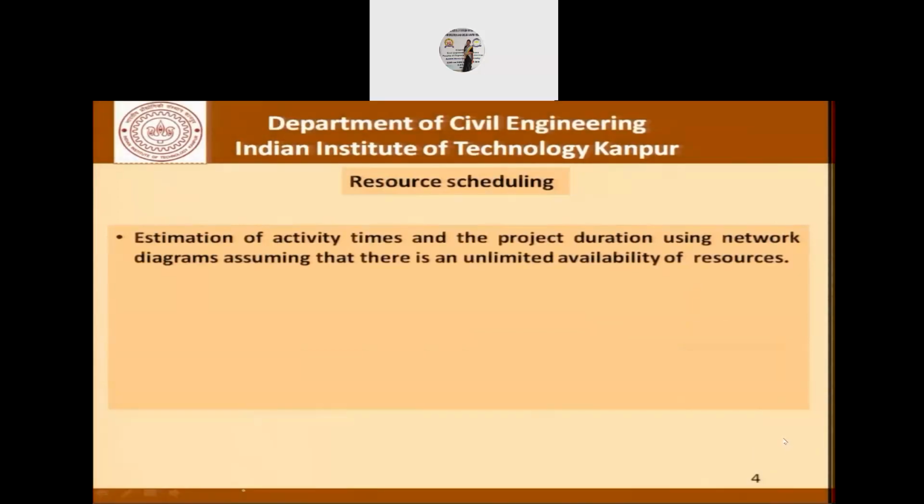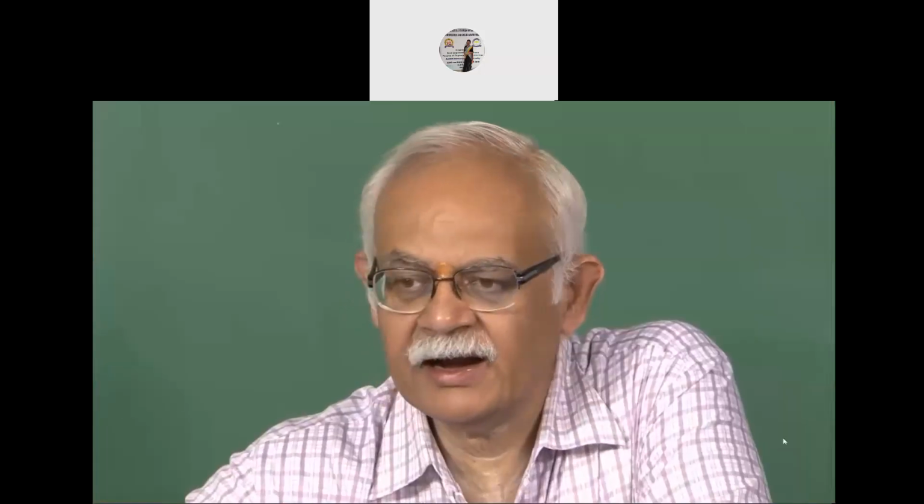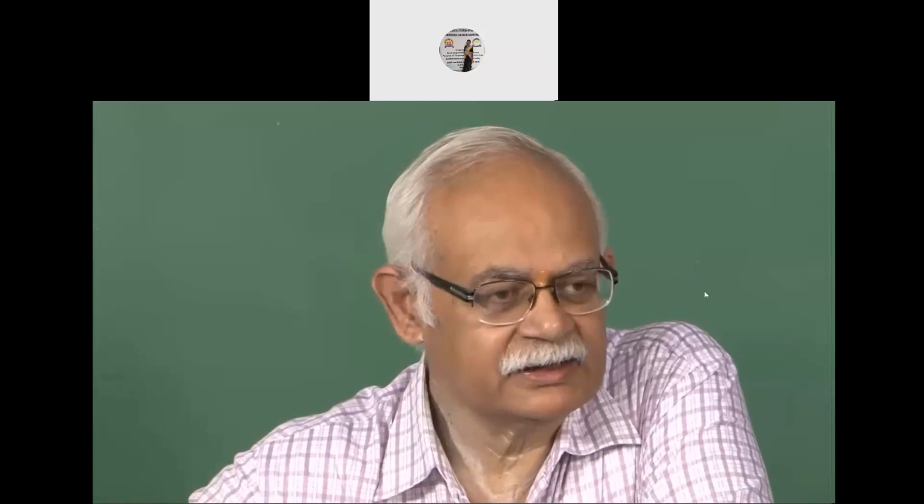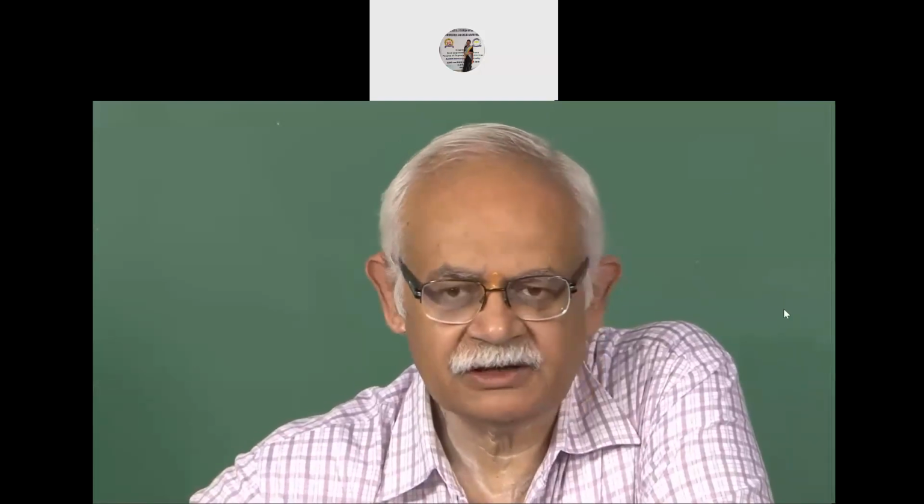Estimation of activity times and project durations using network diagrams, assuming that there is no cap or constraint on the availability of resources. That is what we have been doing. If you will recall, there was an earlier example, we are probably going to do it again today, where we estimate the quantum of work, have a number for the productivity of the labor or equipment, and try to come up with the time that is required to complete that activity. So we almost assume that there is no constraint on the availability of the resources as such.